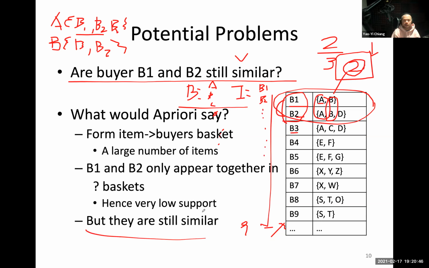But they're still similar, right? Because when we look at them, their Jaccard similarity is high. So we cannot really use Apriori, because Apriori helps us find common events given the entire basket file, and similarity is actually local. We're looking at two things and we want to compute their similarity. We don't really care about all other people. So how do we solve this problem?